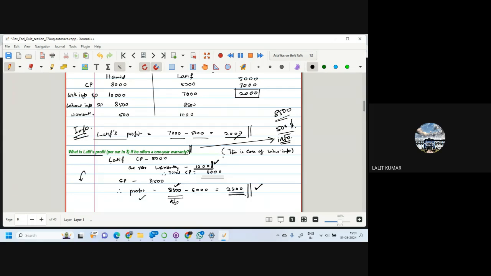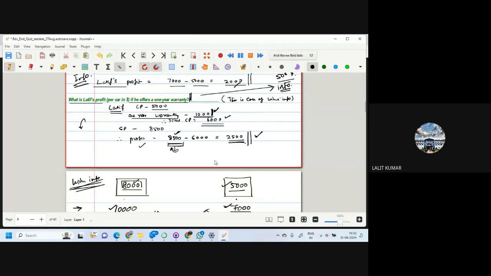So Latif's cost price in that case is 5,000. He offers 1 year warranty, so his cost price becomes 6,000. And this is a case of information not there, so the car will sell for 8,500. Because the scenario is that the car is the same, and the customers don't know which car is high quality and which car is low quality. Hamid is giving $500 insurance, and Latif is also giving.